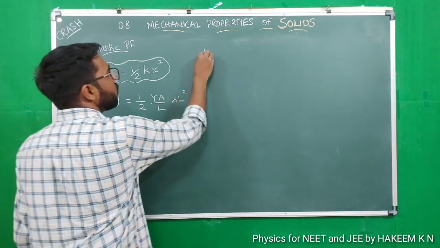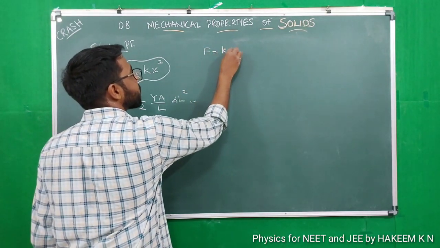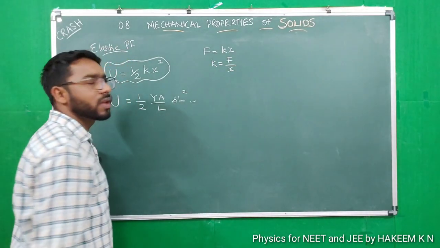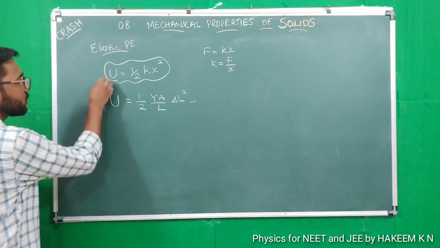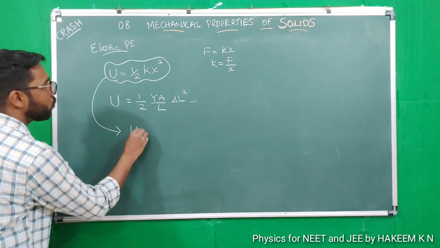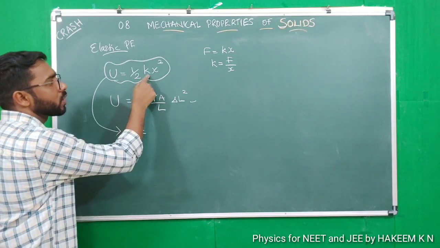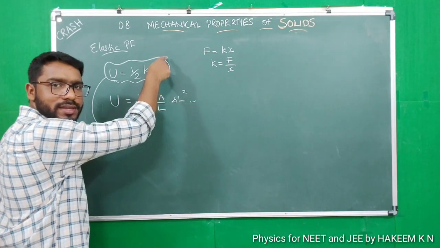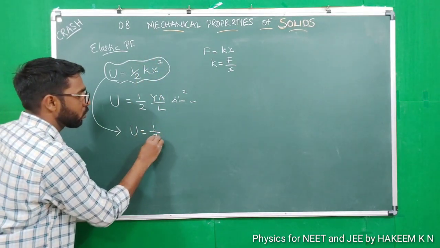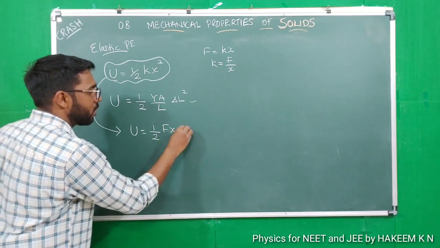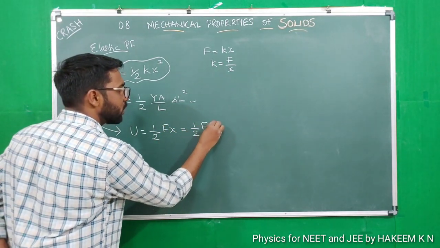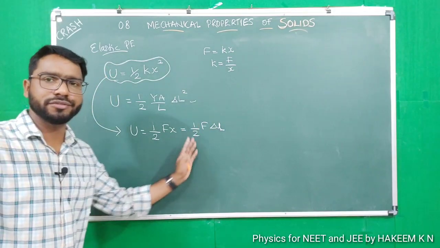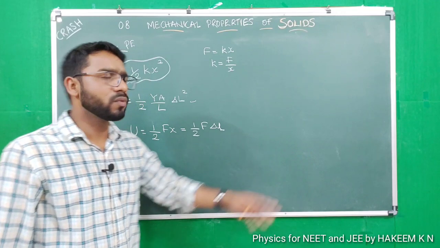And you know that F equal to kx. For k you can write F by x. So this equation you can rewrite. U equal to half, for k you can write F by x, F by x into x square. One x will be cancelled. U equal to half Fx. For x you can write delta L. Half F delta L. This is one condition.